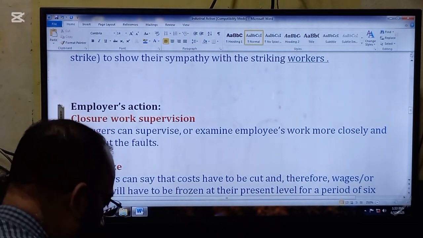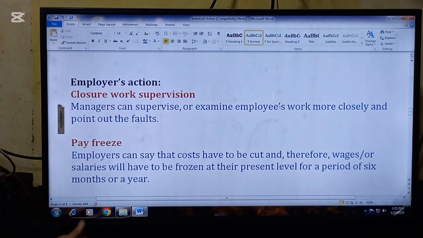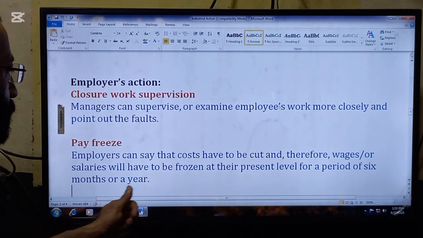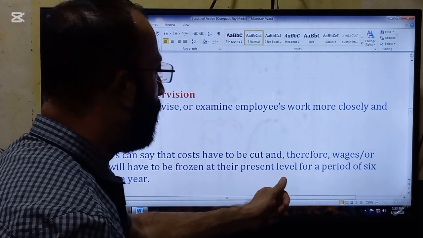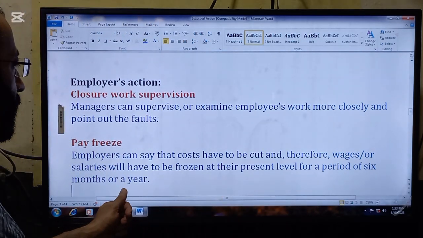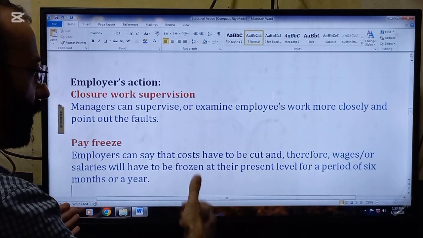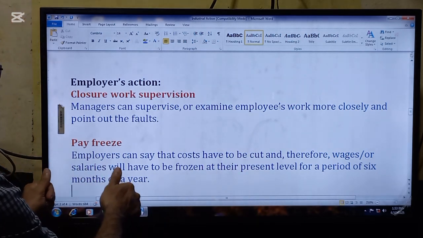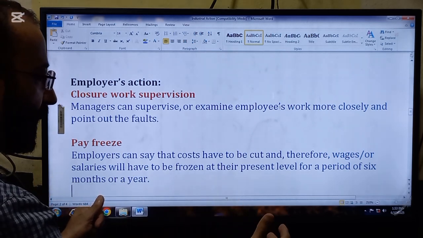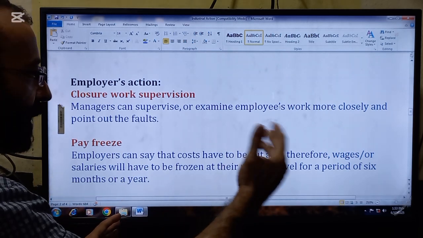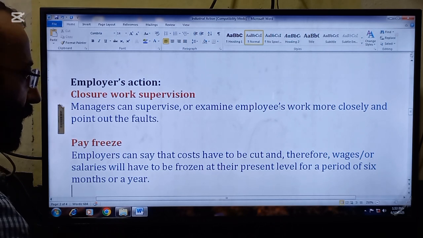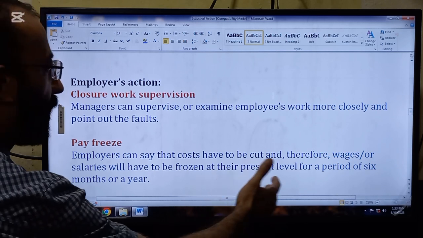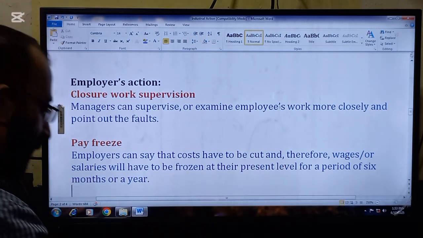Next is pay freeze. Employers can say that costs have to be cut and therefore wages or salaries will have to be frozen at their present level for a period of 6 months or a year. So when workers are on industrial action, employers can take the action of pay freeze because they claim that production is slow, we are not gaining much profit, we are in a loss. So the pay will be frozen for at least 6 months or a year.